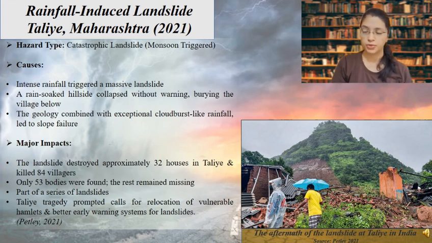Talia landslide of 2021. Triggered by extreme rainfall, a massive landslide in Talia village buried 32 houses and killed 84 residents. A rain-soaked hillside collapsed without any warning, burying the village below. It was a series of landslides. This tragedy spotlighted the vulnerability of hillside settlements.